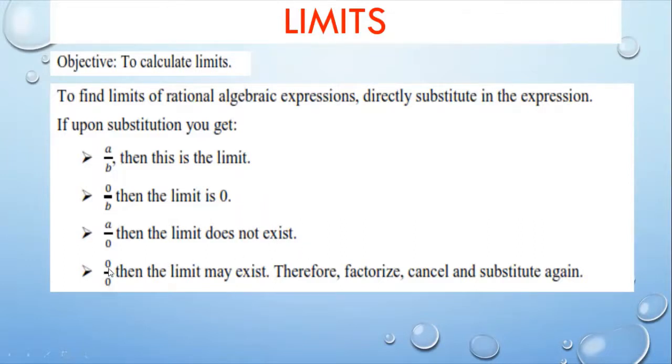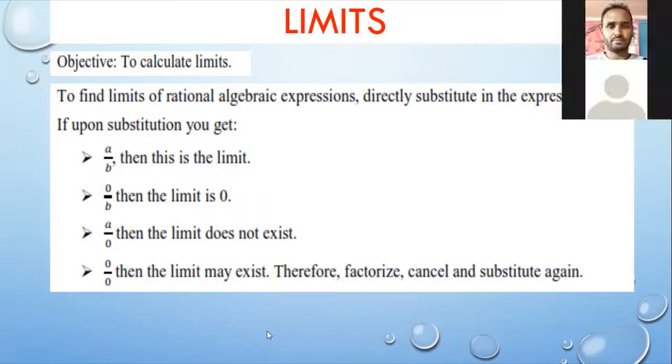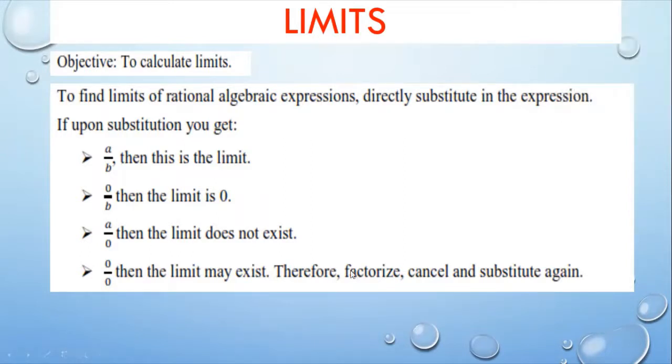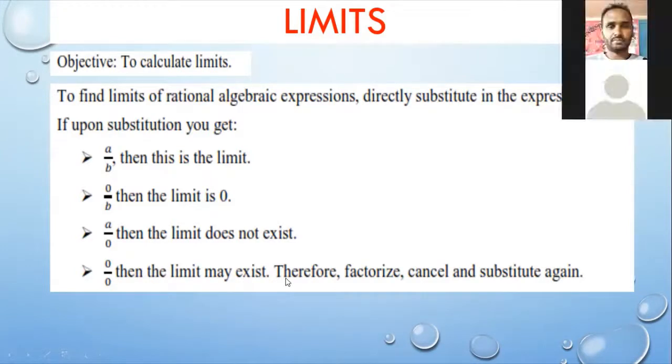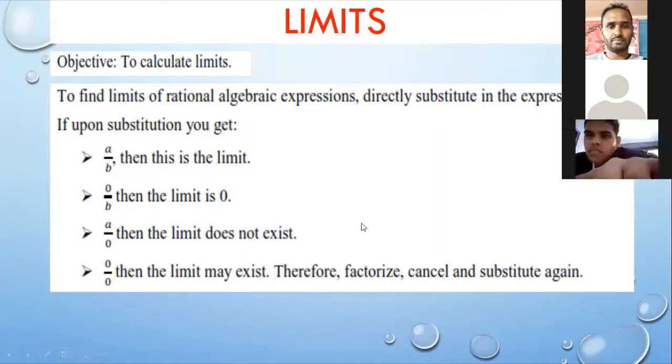Next, there are situations where you get 0/0. If you're getting that, the limit may exist, but you have to further factorize, cancel and substitute. That means you have to do some factorization in the numerator or denominator and cancel common things from numerator and denominator, and then substitute. Then you will be able to find the limit.